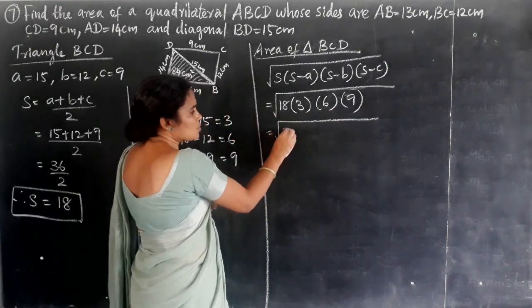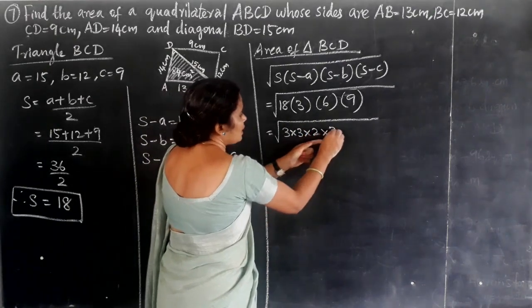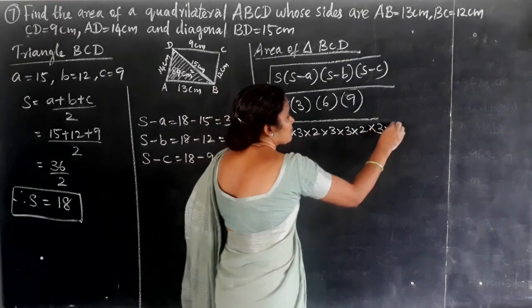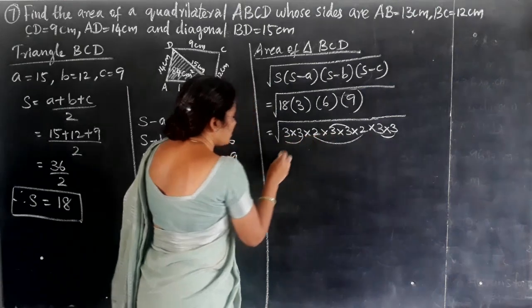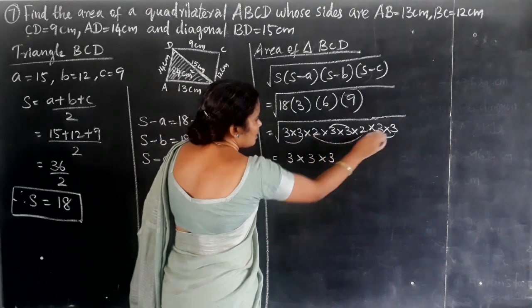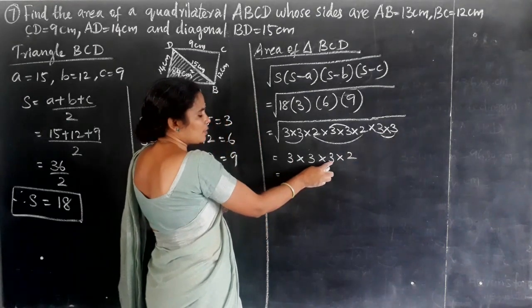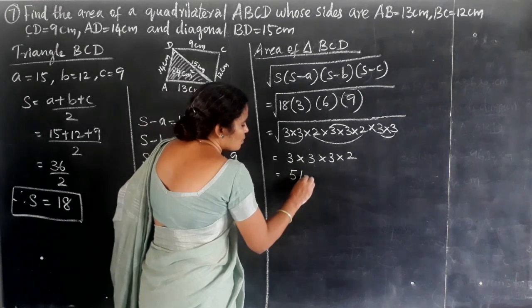So 9 twos are 18, so 3 into 3 is 9, 9 into 2 is 18, into 3 into 3, 2 sixes are 6, into 3 into 3. So 3 into 3 into 3 into 2. So 3 threes are 9, 9 threes are 27, 27 into 2 is 54.